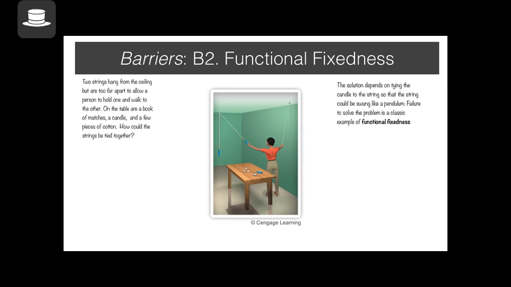So failure to solve this problem is a classic example of functional fixedness, which is your inability to think about using a candle in a way that wasn't used before. A candle is typically used for other purposes, and the utility of a candle in this situation is novel, and being unable to think that way is functional fixedness.